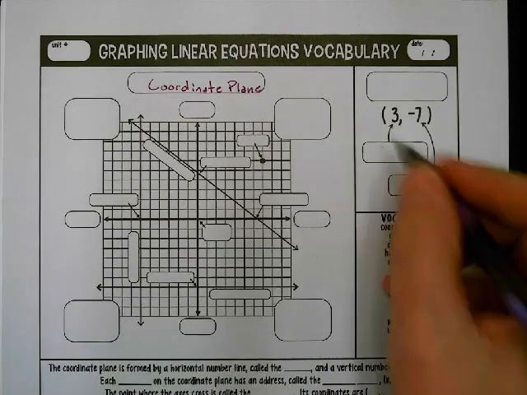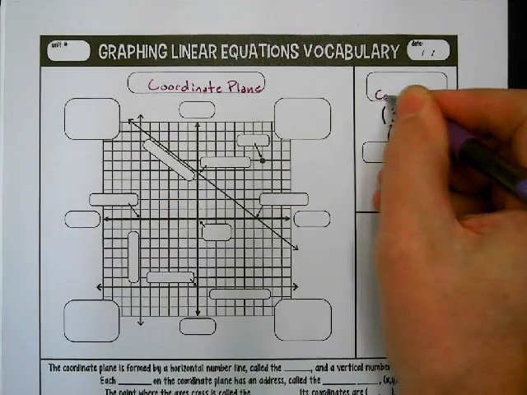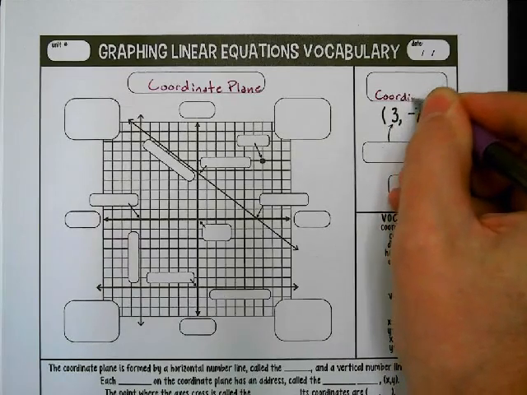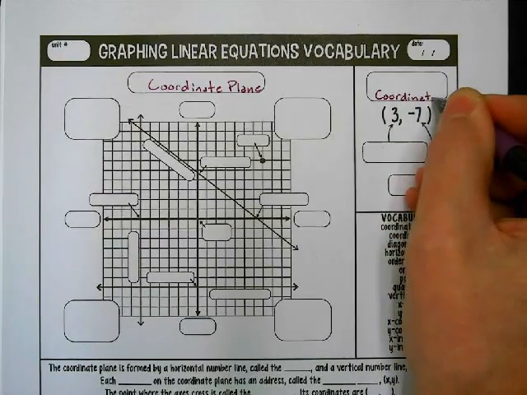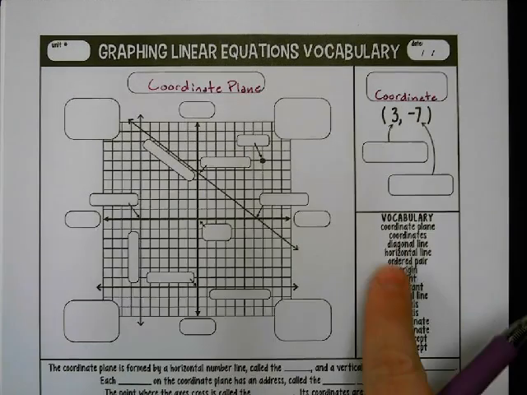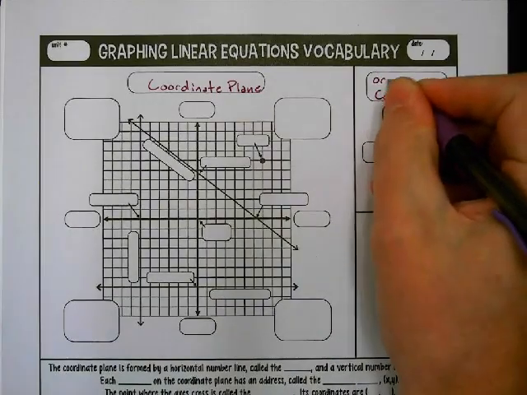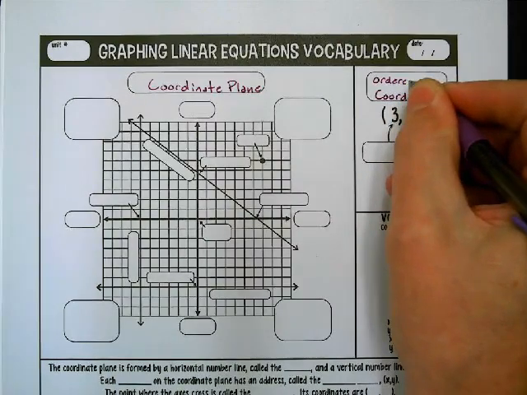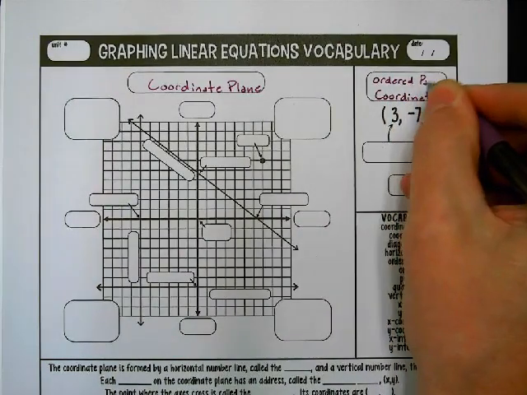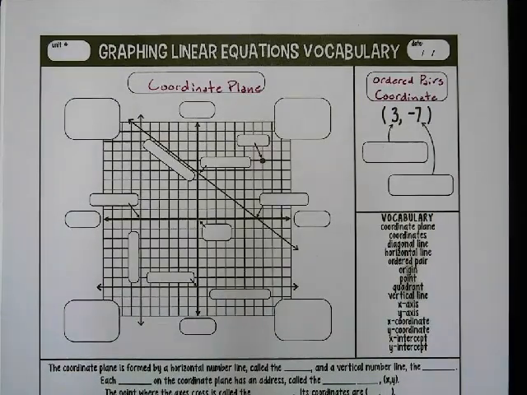Next one are coordinates. So coordinates are like this, 3 and -7. That is a coordinate, which goes on the coordinate plane. These have another name to them. They're also called, down here, ordered pairs. And they're called ordered pairs because they're pairs too, and ordered because they're in a certain order.